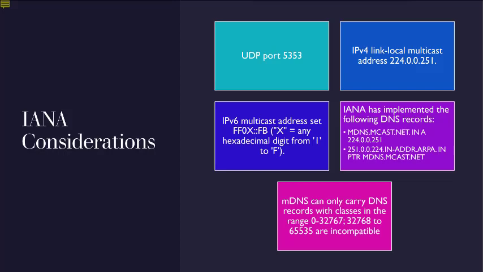It's allocated the IPv4 local multicast address to be 224.0.0.251, and the IPv6 multicast address to be FF0X::FB, where the X indicates any hexadecimal digit between 1 and F. It also has identified specific DNS records, and it has noted that classes in the range of 32,768 to 65,535 to be incompatible with multicast DNS.